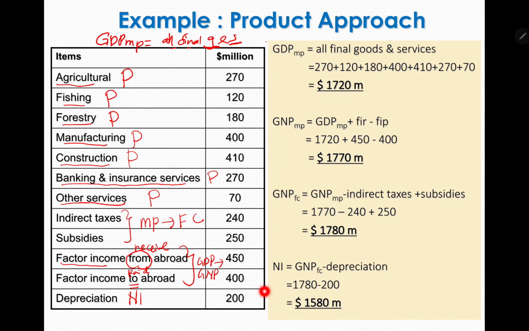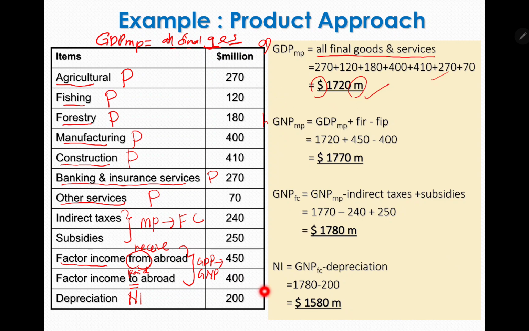So let's start with the first one, GDP MP. The formula is all final goods and services. So if you use the formula CIGXM for this case, you won't get marks for your formula because this is not the expenditure approach. So show the calculation and write down the final answer together with the units.